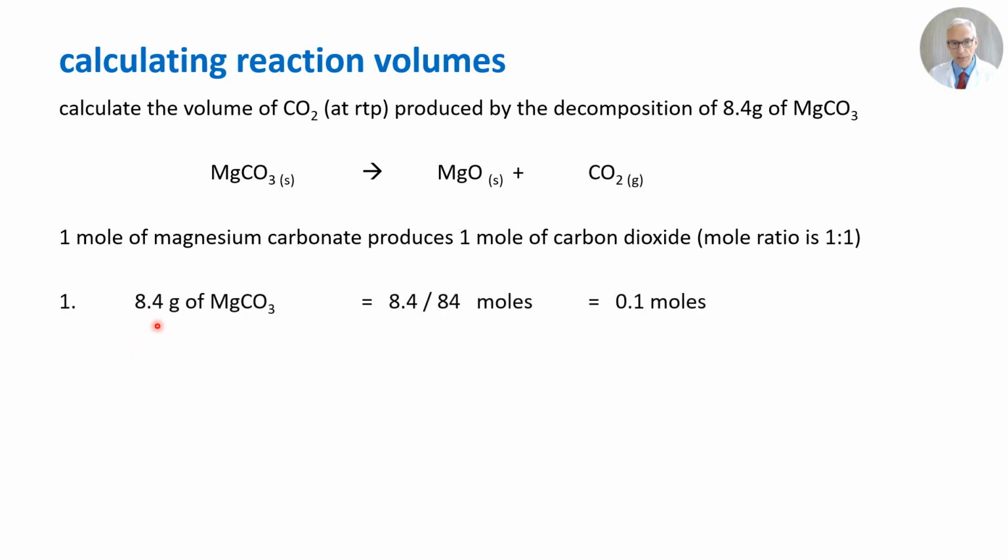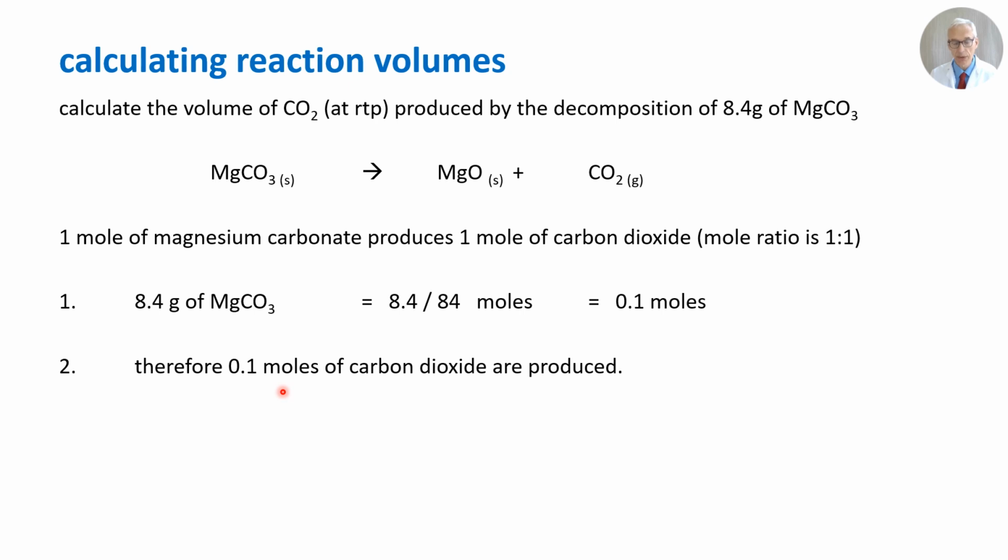So the first step is to convert the mass of magnesium carbonate into a numbers of moles. So 8.4 divided by the molar mass of magnesium carbonate, 84, comes to 0.1 moles. Predict the moles of carbon dioxide produced using the reacting mole ratio. Well, 1 mole of magnesium carbonate produces 1 mole of carbon dioxide. 0.1 moles of magnesium carbonate produces 0.1 moles of carbon dioxide.